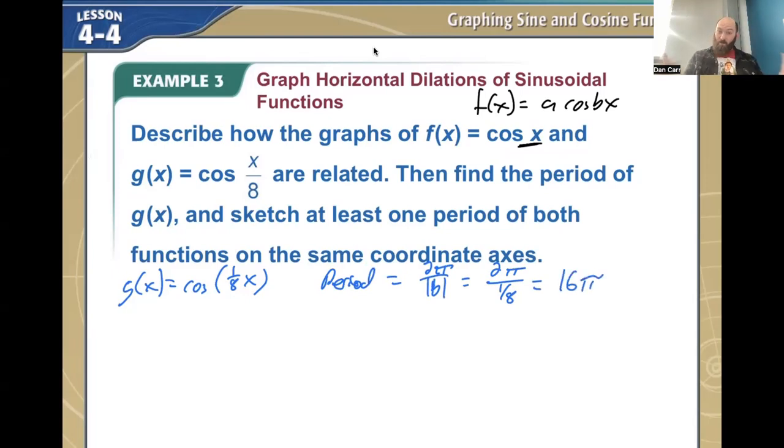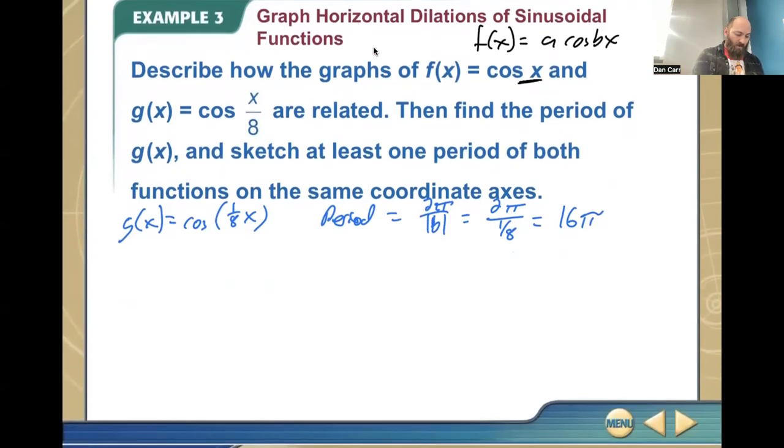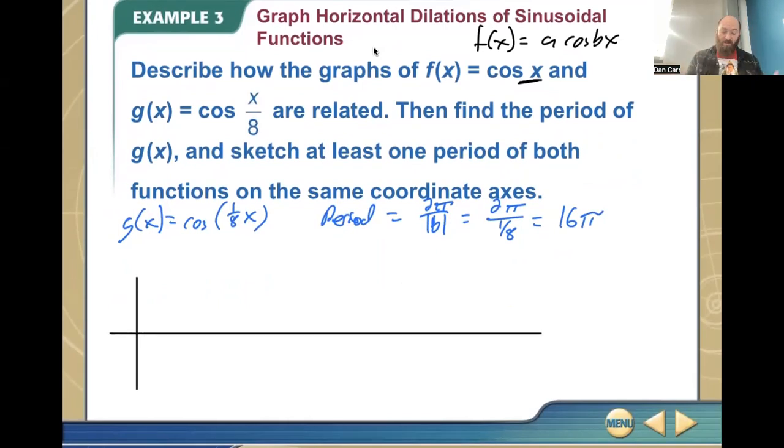So this one is going to be a little bit weird. When I graph this, 16 pi is one complete cycle. So if I draw this out, I'm going to make it nice and long here. I'm going to start with my g of x. My amplitude is 1, so I'll take it down to -1. Okay, so I'm going to spread this out.